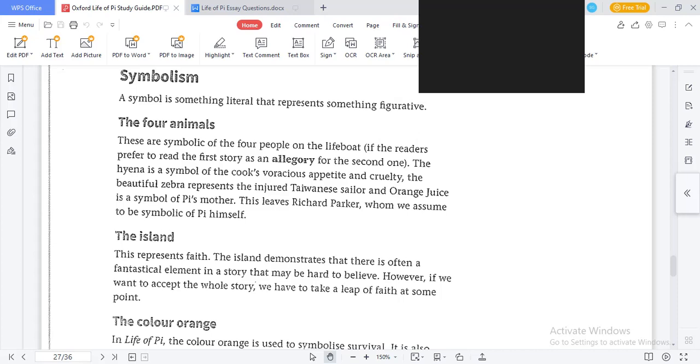Then this leaves Richard Parker. It's the tiger, whom we assume to be symbolic of Pi himself. And why would that be the case? Because he's always fighting this animal. Like all of us, I believe, he has this animal instinct in him, and then we need to tame this animal. No, don't do this. No, don't say this. Watch your mouth. No, don't cross the road now. Cross the road later. Now you have to watch out for the car. So you're always fighting with this animal inside.